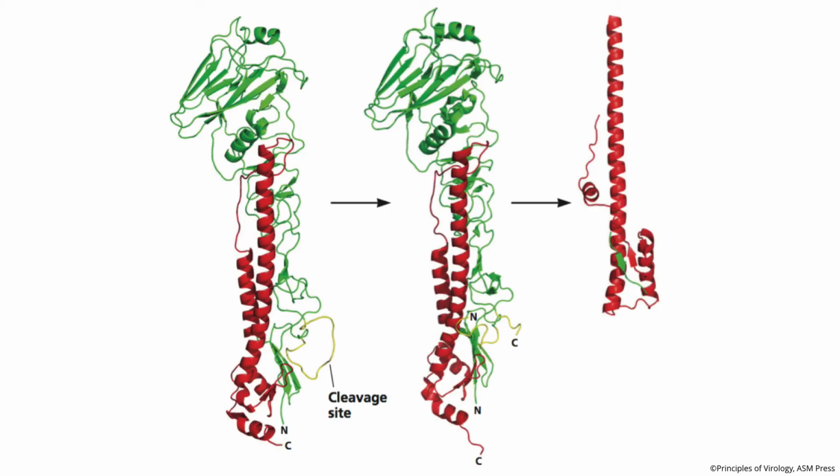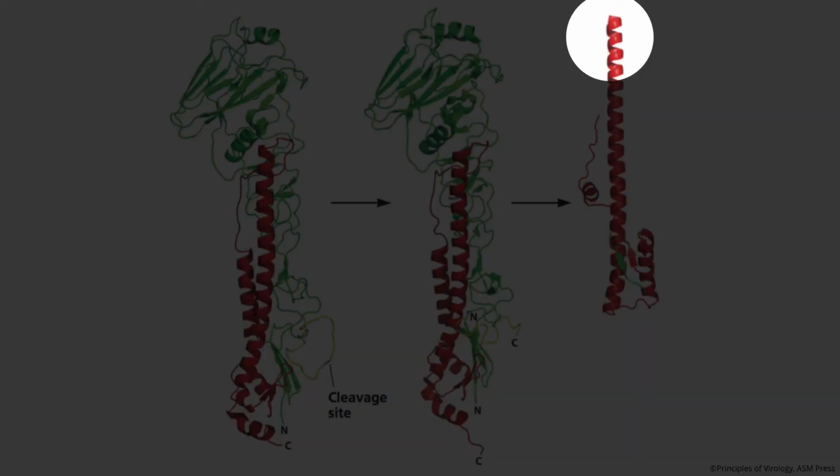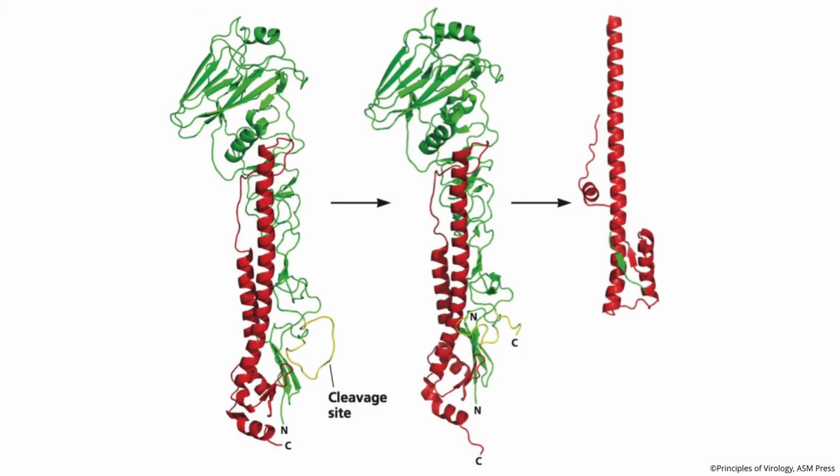And so under low pH catalyzed fusion, which is the last structure, this fusion peptide pops to the top of this alpha helix and inserts into the cell membrane. So the fusion peptide is hidden, it's exposed by cleavage, and then put into the cell membrane by low pH.